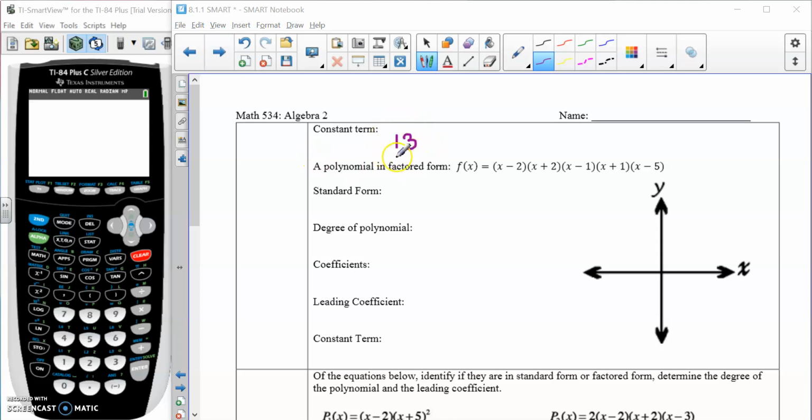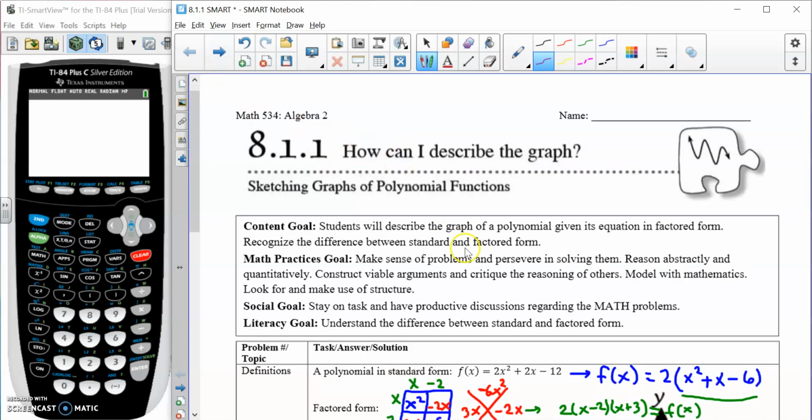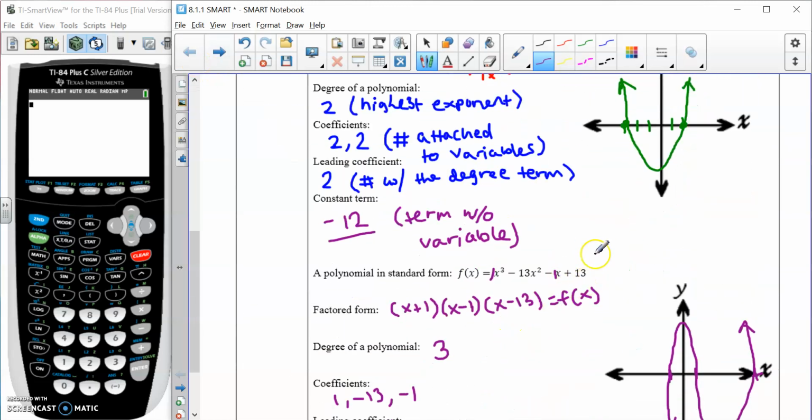And then our constant term is going to be 13 here because if we look at our problem, 13 is the number with no variable.